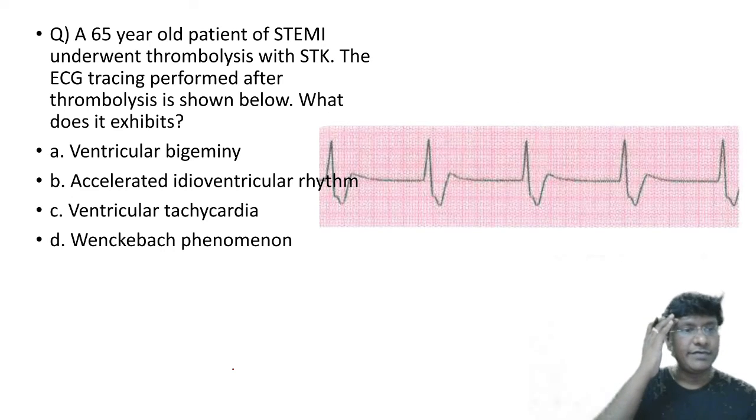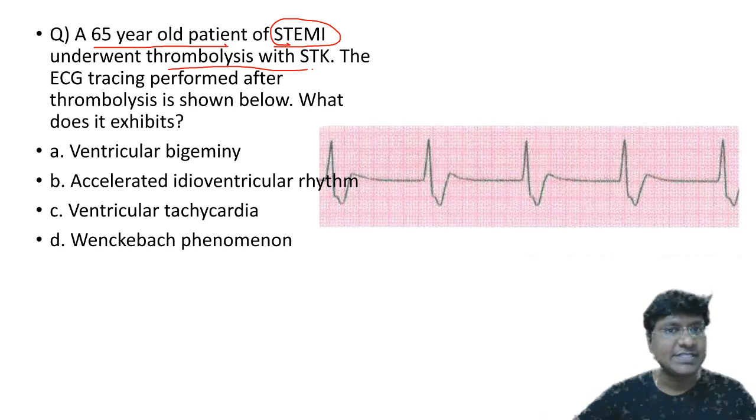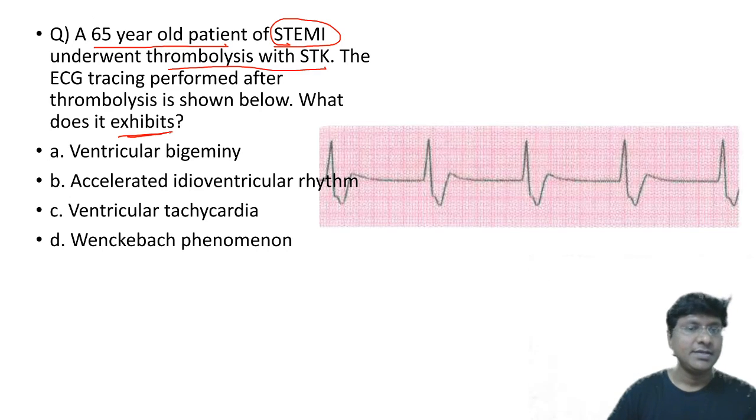We will move on to the next question. I have a 65-year-old patient who was diagnosed with ST elevation MI, and he was thrombolized with streptokinase. After that, the ECG tracing is performed after thrombolysis. Tell me, what does it exhibit? Ventricular bigeminy, accelerated idioventricular rhythm, ventricular tachycardia, Wenckebach's phenomenon.